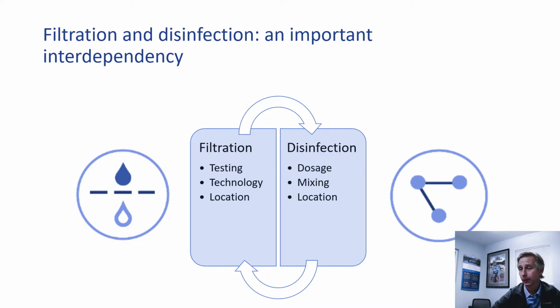On the disinfection side, it's very important to make sure that we have the right dosage, that the ozone is mixed adequately in the irrigation stream, and that's why we use Mazzei Venturi and mixing technology whenever we use ozonation. And then locating the ozone generator and the ozone dosing in the right location is also critical.